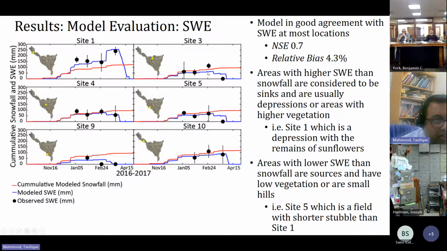Here you see the simulation, and the observation is slightly lower than the cumulative snowfall. So snow probably blows out from the system. Those are the kinds of phenomena that the cold region hydrologic model can provide.